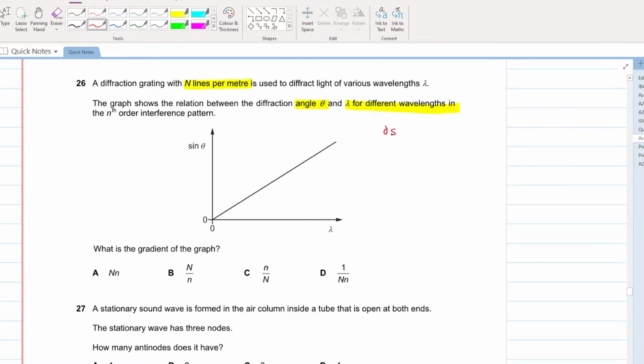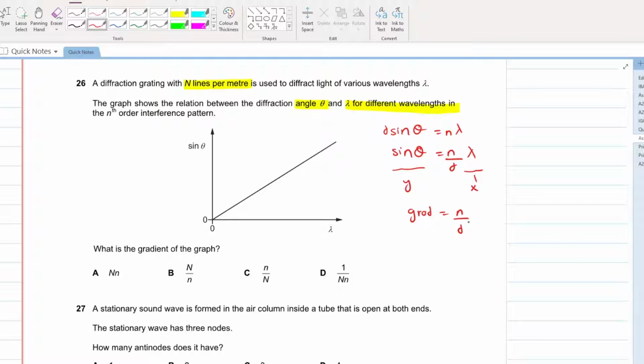We know that this is the formula for the diffraction grating: d sine theta equals n lambda. Sine theta equals n over d into lambda. If you plot this on the y-axis and lambda on the x-axis, your gradient will be equal to n over d. Now you will say, sir, there is no d in any option.